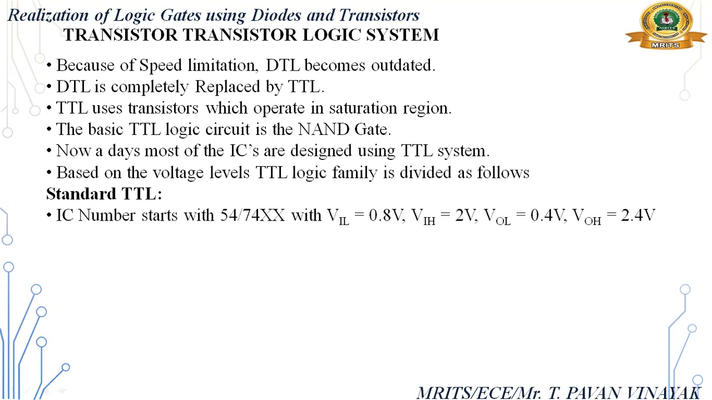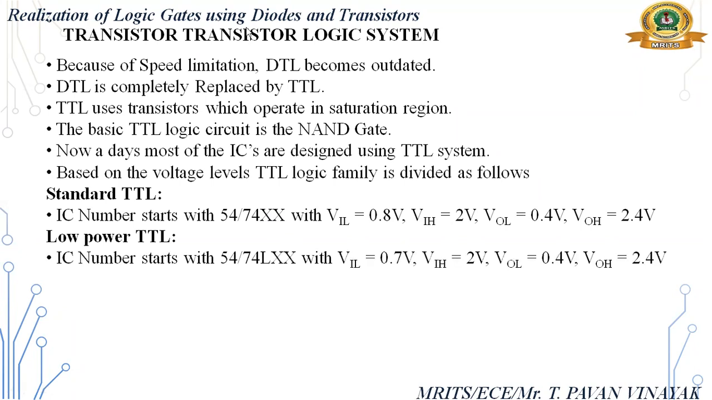In standard TTL, how to identify it? The IC number starts with 74, directly: 7408, 7412, 7432, etc. IC number directly starts with 74. There are no other indications. Next, low power TTL.